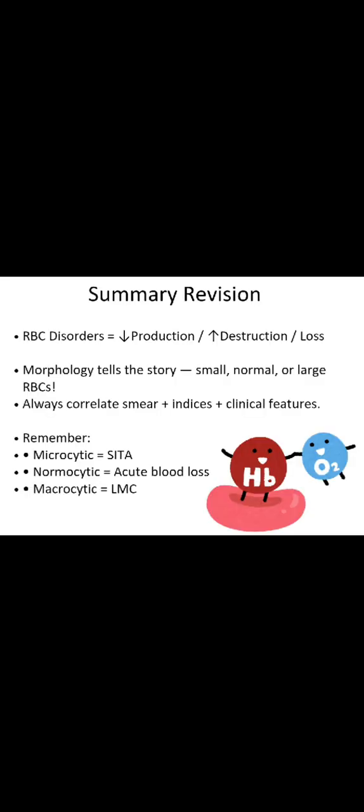To summarize this session, RBC disorder is equal to decreased production, increased destruction, or the loss of RBC. Morphology tells the story. Small, normal, or large RBC. Always correlate smear with indices with clinical features. So for microcytic, SITA, for normocytic acute blood loss, and for macrocytic Lahore Medical College.